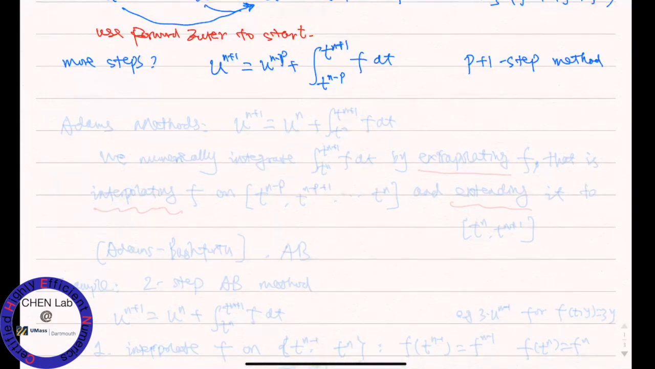So let's work on a couple of examples of slightly different type again. So we're not going to do more of this type. The next is so-called Adams methods.